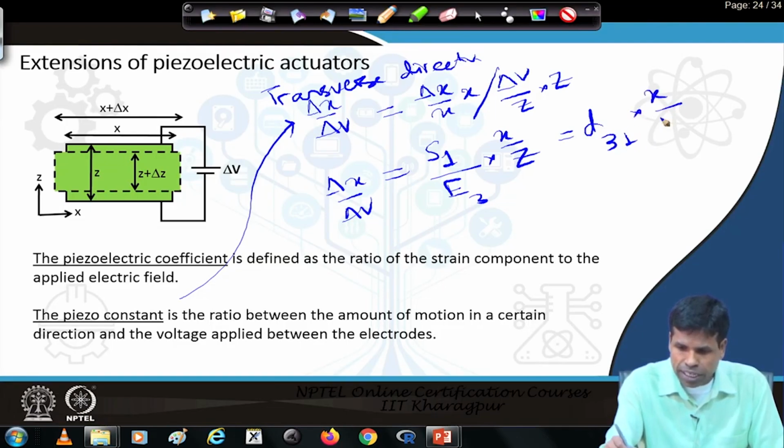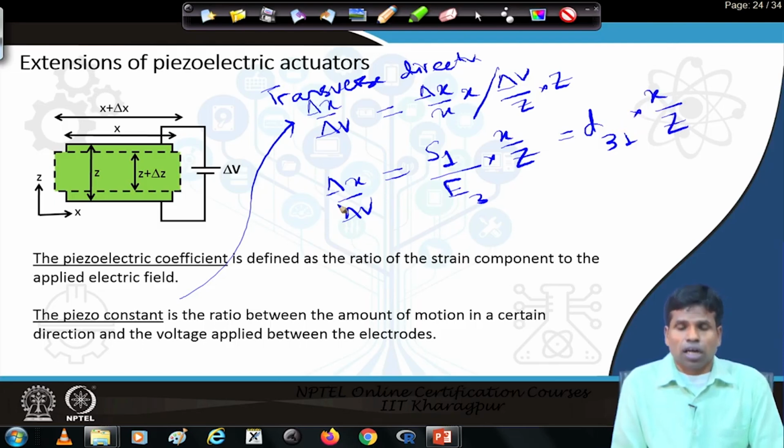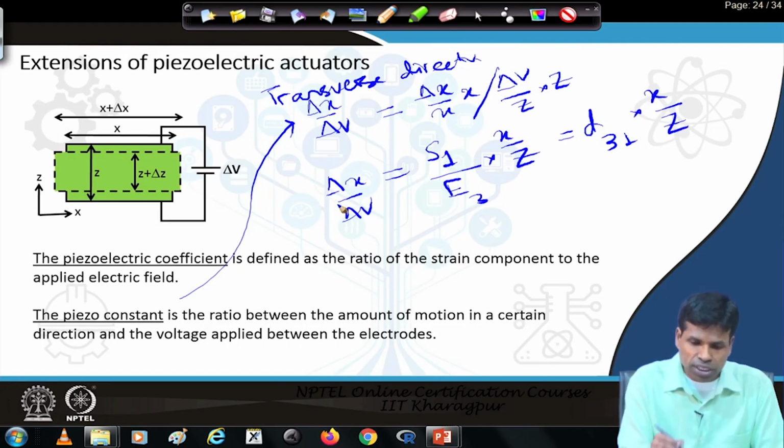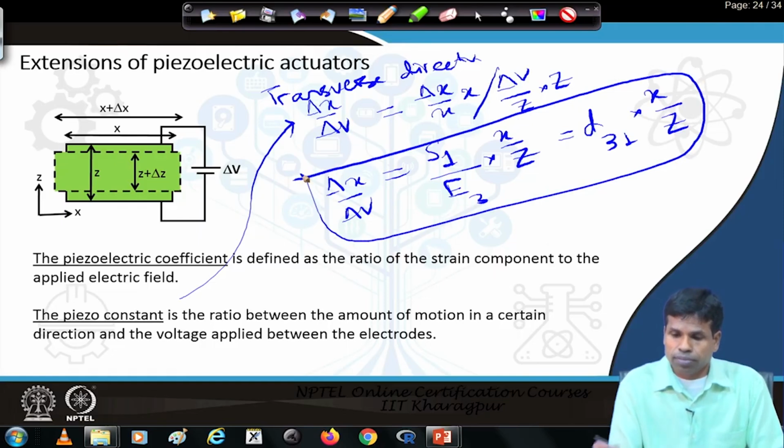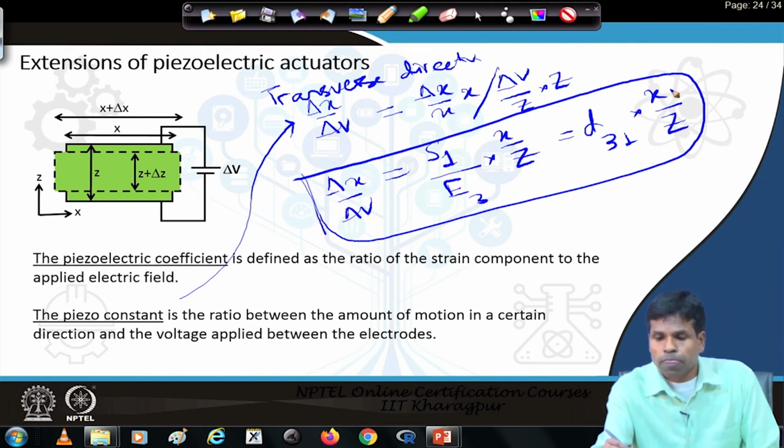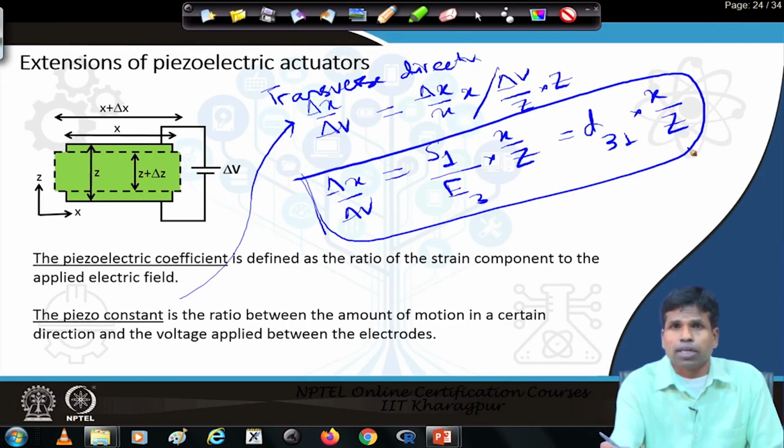What we see here is that del x by del V, which is again a piezo constant in the transverse direction, depends on the dimension of the piezo plate. If x is more, then the piezo constant will be more in the transverse direction. If z, the thickness, is small, the piezo constant will be more. So, in order to increase the piezo constant in the transverse direction, we can make a longer and thinner piezo plate.